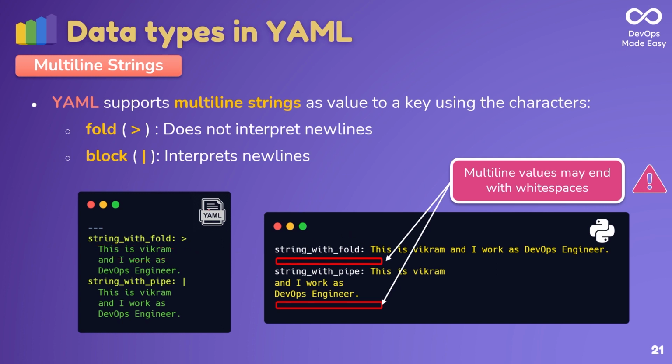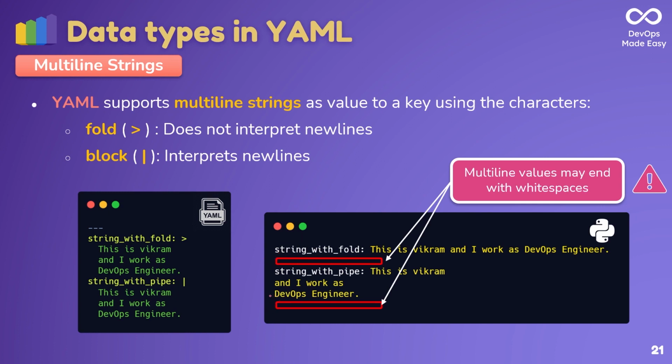Even once you render this YAML file using Python, you can see the output. The first part output is "this is Vikram and I work as DevOps engineer", and in the next part you can see that the new lines are preserved. But one of the disadvantages of using these multi-line characters is that they put an empty line or white spaces after each output.